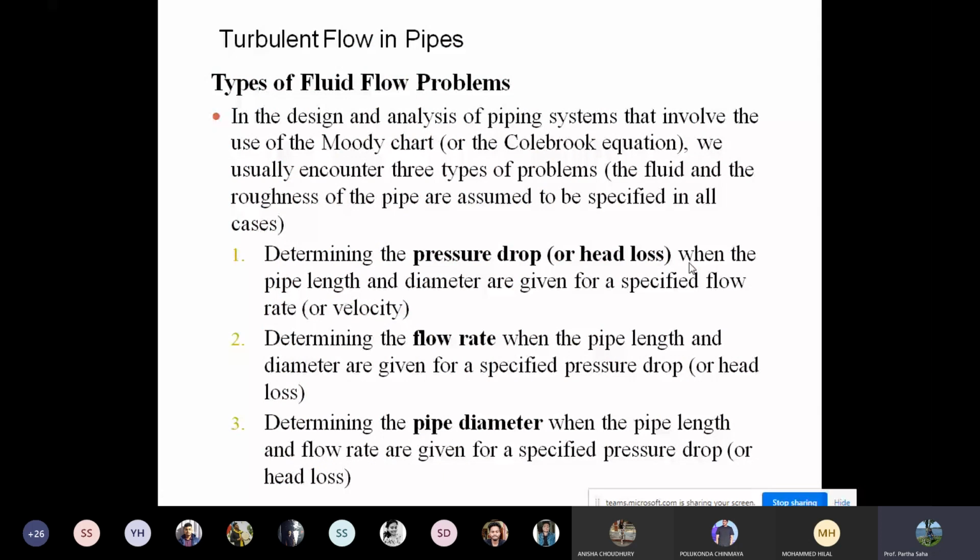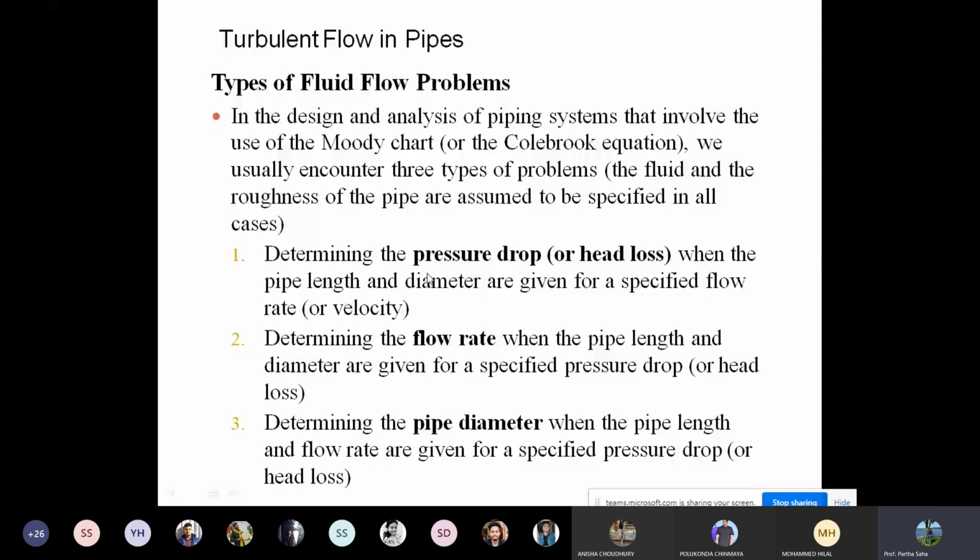Either we determine the pressure drop or head loss when the pipe length and diameters are given, or we determine the flow rate when the length and diameters are given for a specific pressure drop. Or we determine the pipe diameter when the length and flow rate are given for a specific pressure drop. So actually, these are all interrelated, but sometimes two parameters are given and one needs to be calculated.